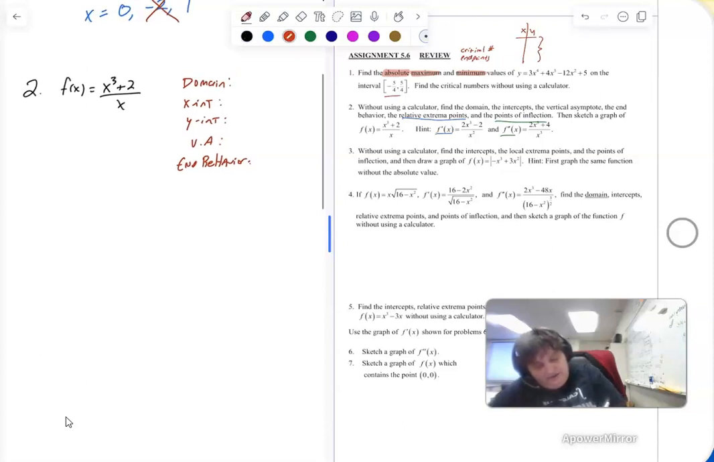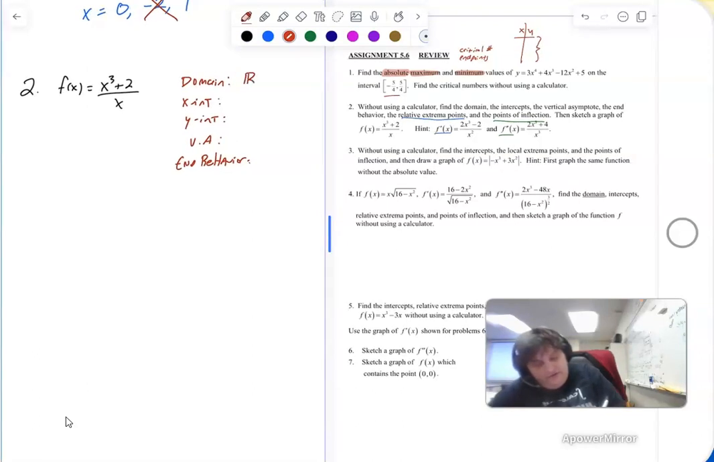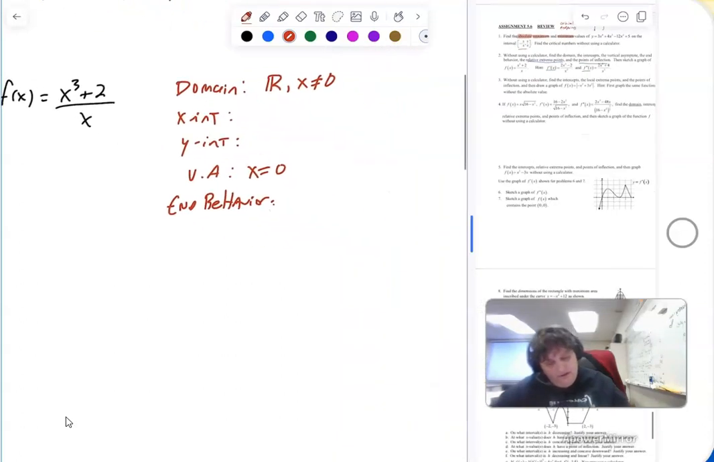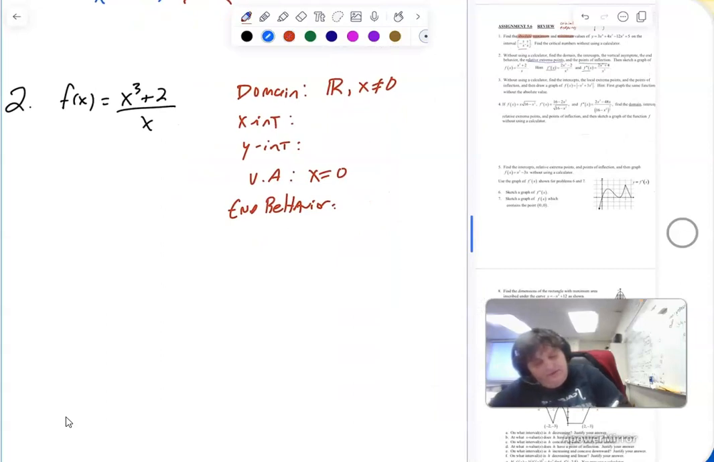My domain is all real numbers, except x cannot be 0. Why? Well, because there is a vertical asymptote at 0. So I'll go ahead and write that up. Okay, do you guys remember the x-intercepts when we have a fraction, particularly, is when the top equals 0. Y-intercept is where we plug in 0. If I let the top equal 0, I actually can solve that.